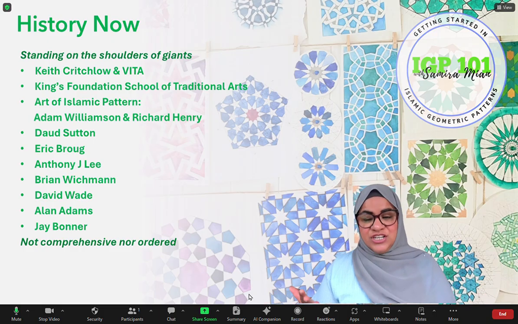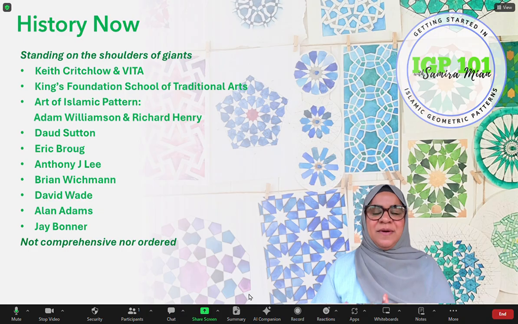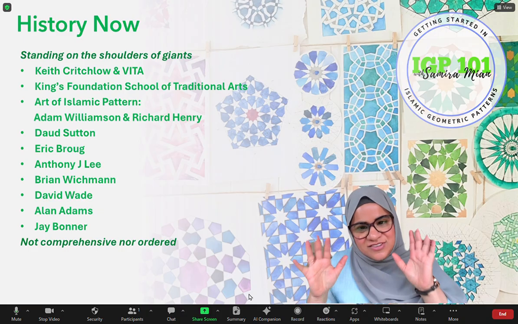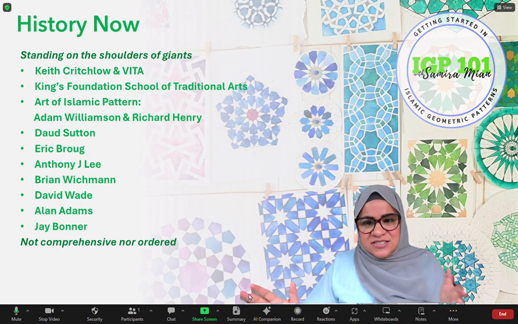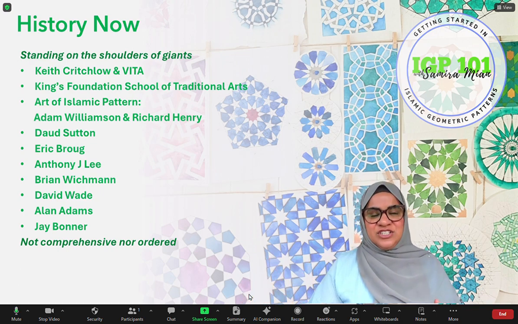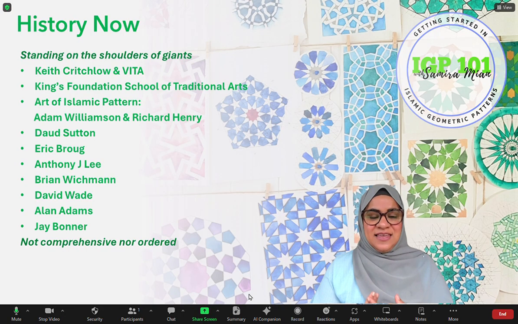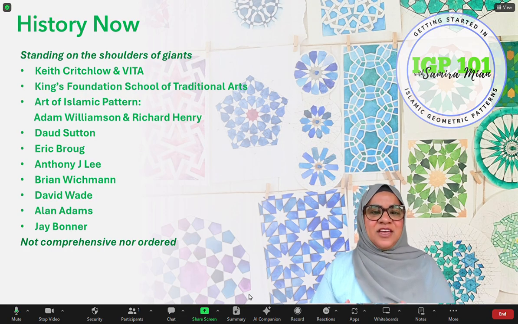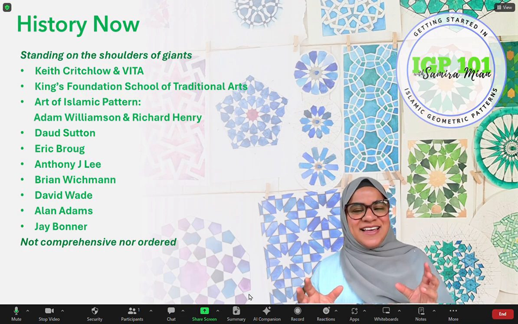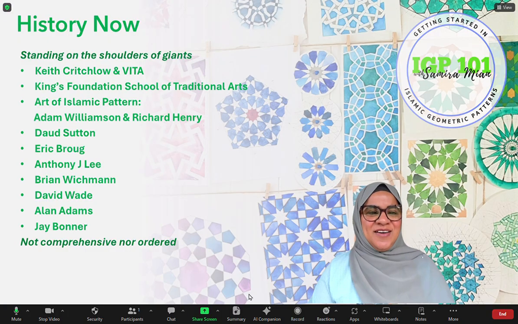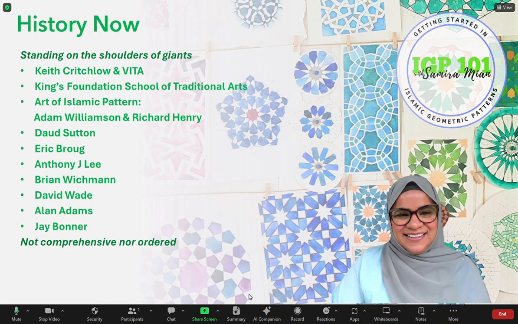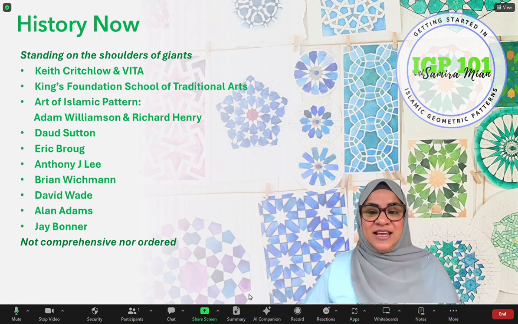in preserving these traditional arts. So not only geometric patterns, but many other arts that, if this school didn't exist, might just disappear because they're not practiced sufficiently. But because of places like this, people are learning and preserving these skills, which is such a wonderful thing. Two graduates and alumni of the King's Foundation School of Traditional Arts, which used to be called PSTA, are Adam Williamson and Richard Henry.